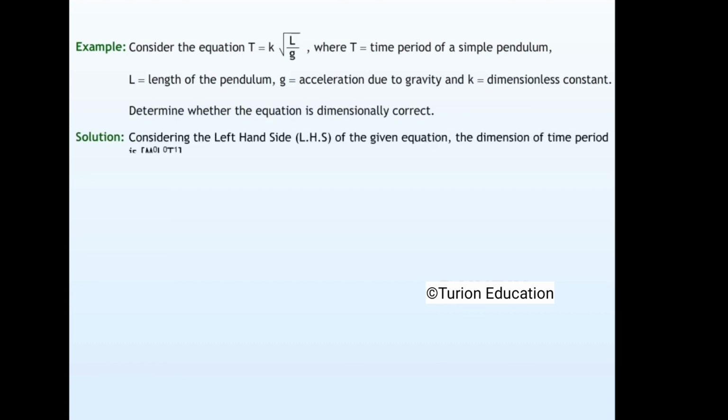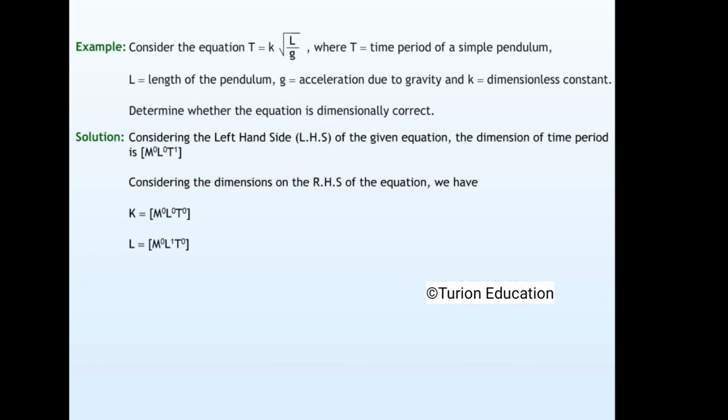Solution. Considering the left-hand side, LHS of the given equation, the dimension of time period is M0, L0, T1. Considering the dimensions on the RHS of the equation, we have K equals M0, L0, T0, L equals M0, L1, T0, G equals M0, L1, T minus 2.